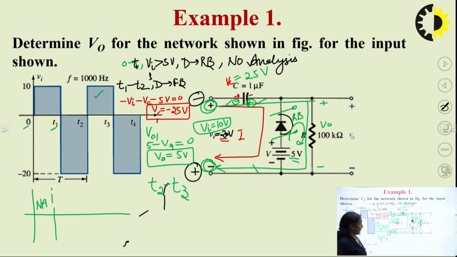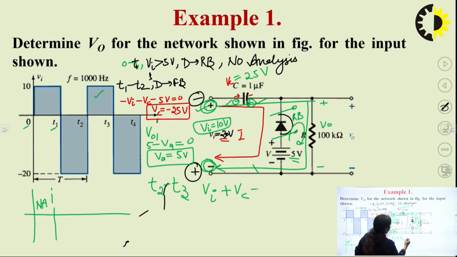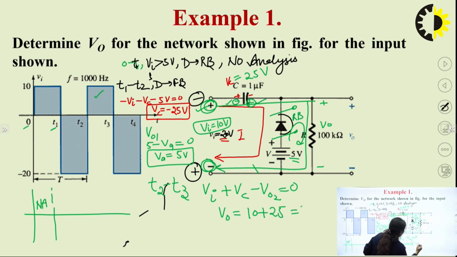So, again we write the KVL for the outer loop. So, this is plus Vi plus Vc and minus V02 is equal to 0. So, V02 is equal to how much? 10 plus 25, that is equal to 35.